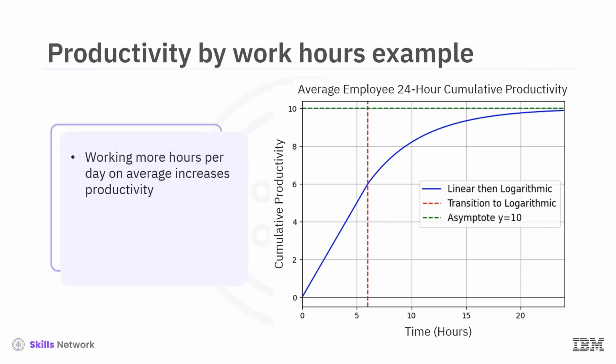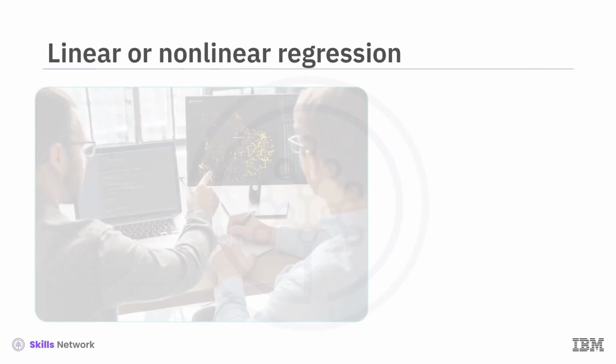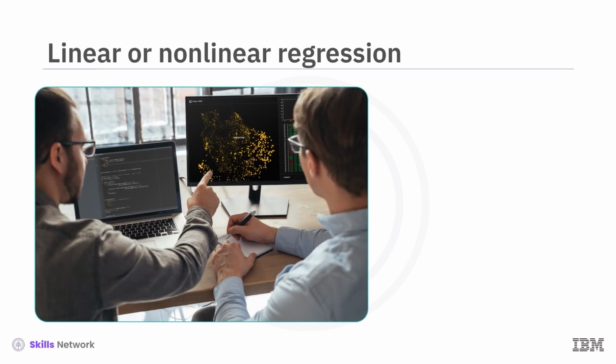Working more hours per day on average increases your productivity. However, after a reasonable limit, say 6 hours of work, each additional work hour generates less productivity per hour than the previous hour. This is an example of diminishing returns. The first 6 hours of the model show a linear increase in cumulative productivity, but then the returns slow down and become logarithmic.